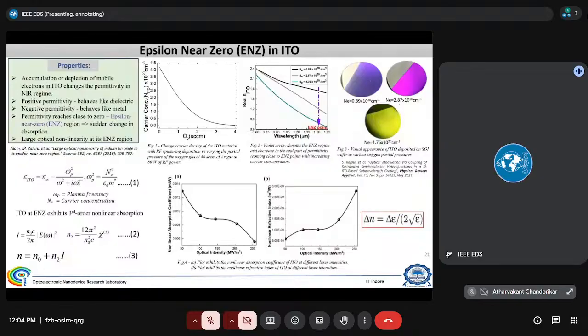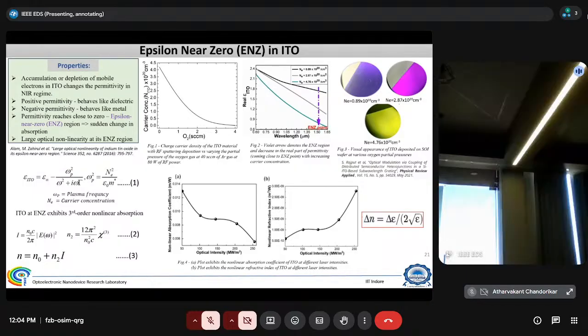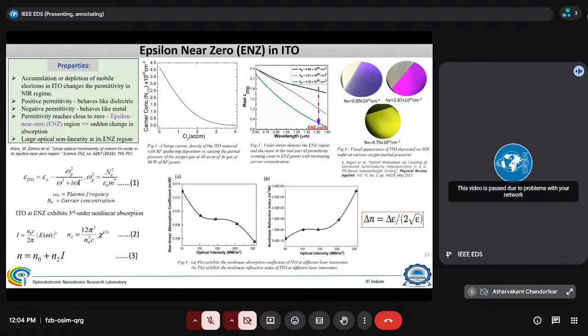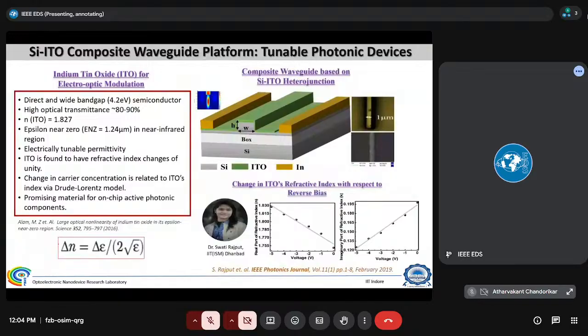So we started using ITO, and in our lab we have this deposition system where we play with the oxygen partial pressure and we try to vary the carrier concentration there, and then realize very low epsilon. It's not zero, but it is very low. If your epsilon is very low, you may have large change in refractive index, which may tune the light, which may control the properties of output light. That's what we do.